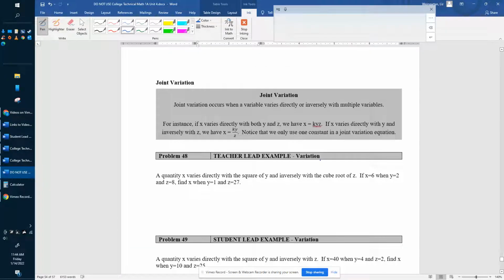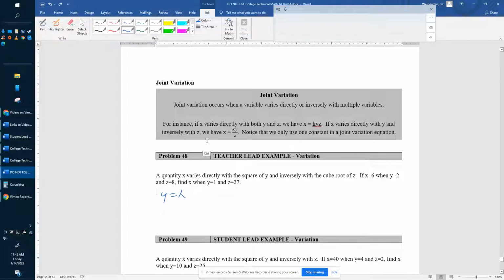All right, now joint variation. Joint variation occurs when a variable varies directly or inversely with multiple variables. So with joint variation, we don't have a simple little formula we can plug this into. We have to just read the problem and figure it out. However, we will still start with y equals k times something. So no matter what, with these variation problems, you're always starting with y equals k times something.